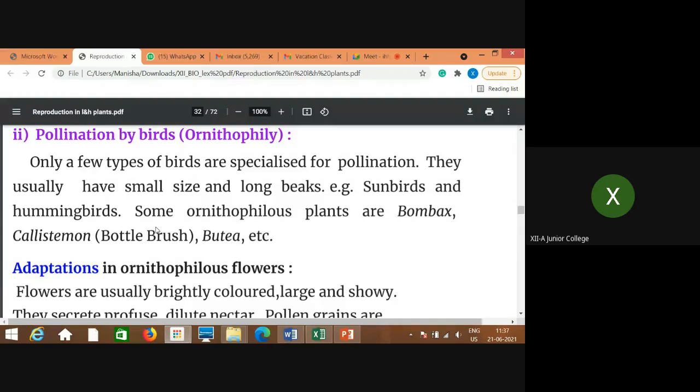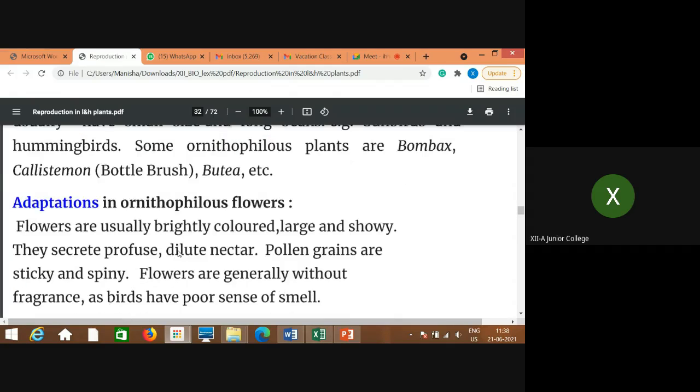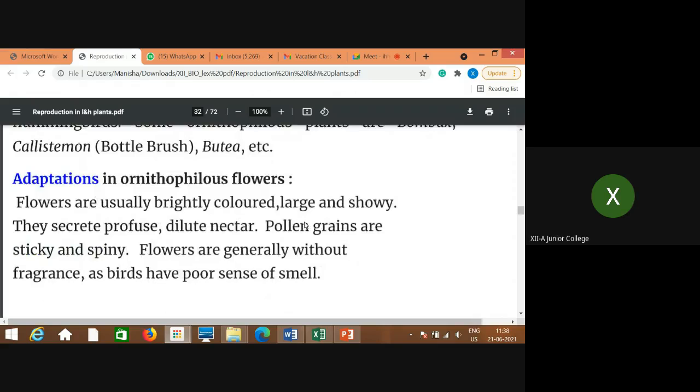Their beak is very long and they are very small, and they can fly in air continuously for a long time, as long as they can receive the nectar from the flowers of this type of plants. So bird size is very small and they have long beaks, that is the adaptation seen in these birds. But what are the adaptations seen in the plants? Their petals are large enough. Examples of these ornithophilous plants are Bombax, Callistemon, that is the bottle brush, and Butea monosperma. So flowers are usually brightly colored, large and showy.